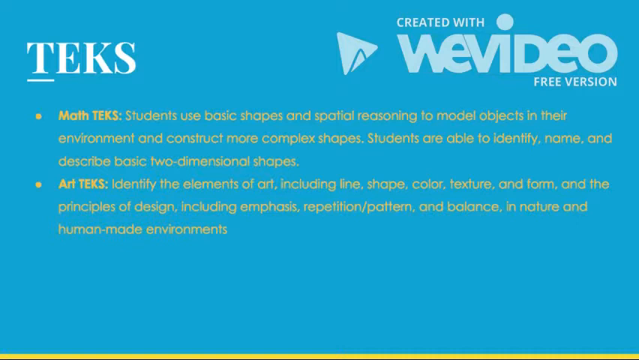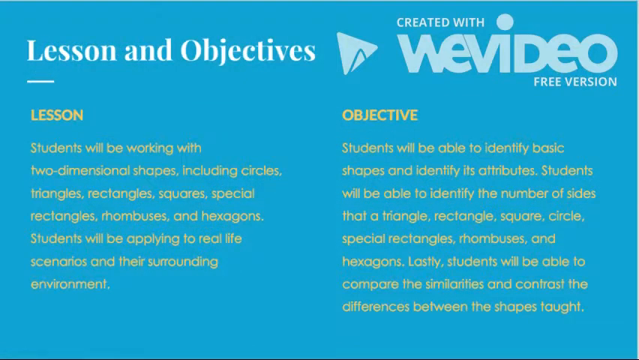Art TEKS. Identify the elements of art including line, shape, color, texture, and form, and the principles of design including emphasis, repetition/pattern, and balance in nature and human-made environments. During this lesson, students will be working with two-dimensional shapes, including circles, triangles, rectangles, squares, special rectangles, rhombuses, and hexagons. Students will be applying shapes to real-life scenarios in their surrounding environment.